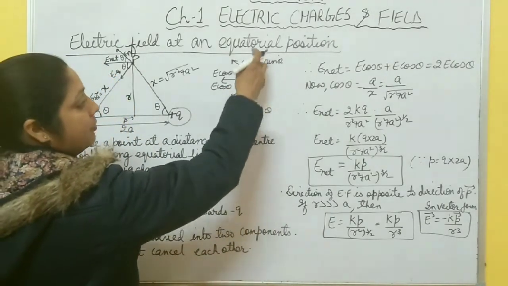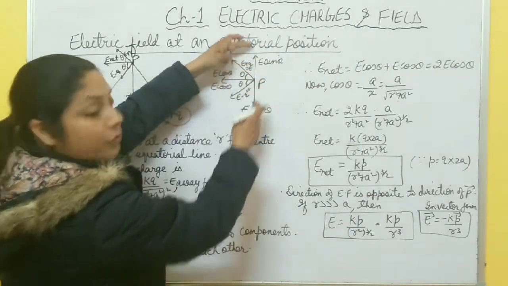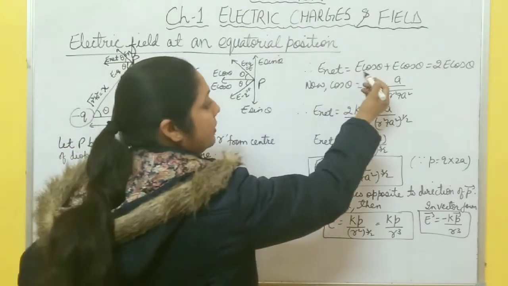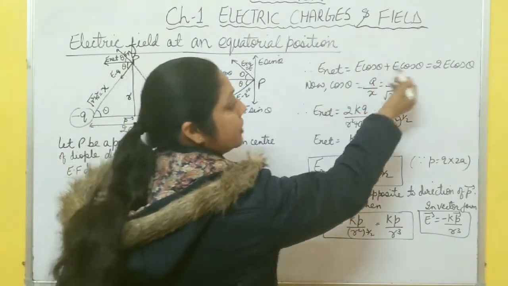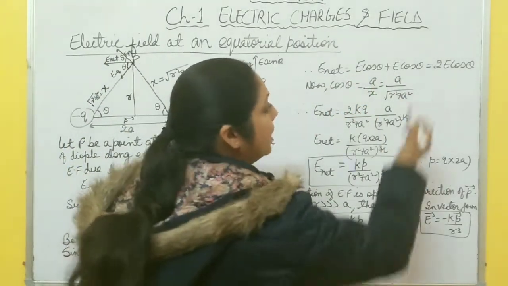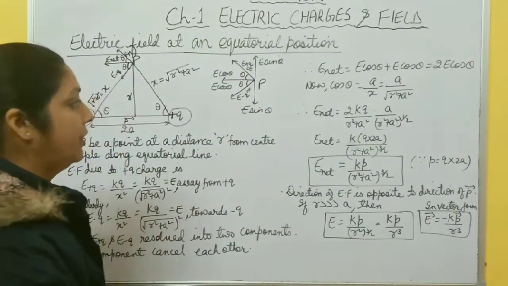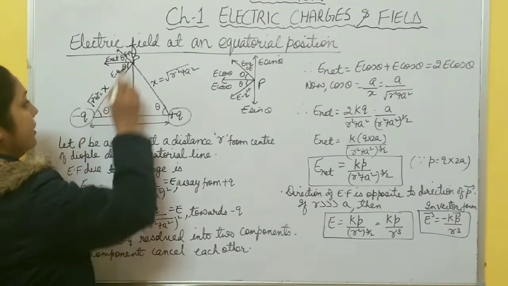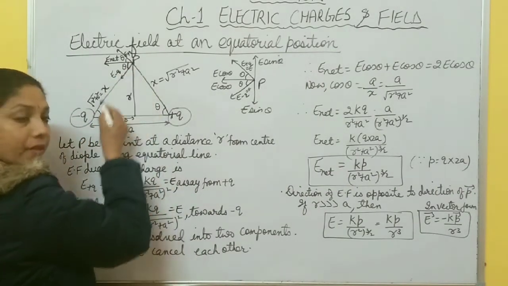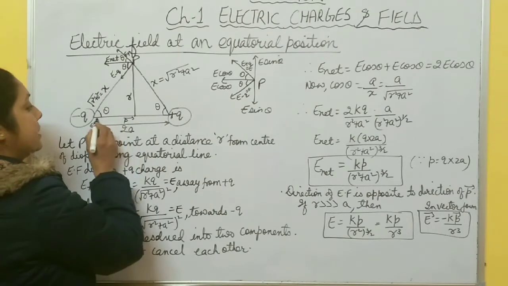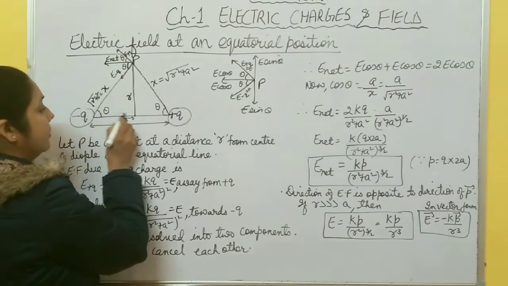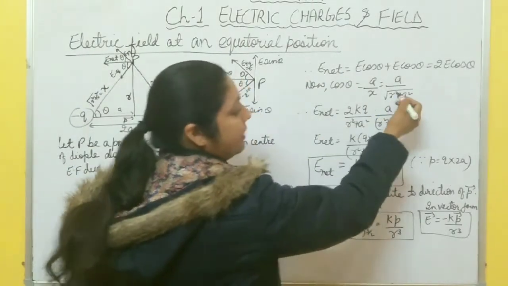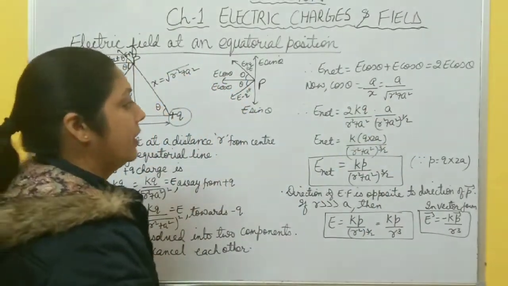So sine components cancel each other, right? Now both are equal and opposite, only cos component is left. So net electric field, both are in the same direction, should be added, E cos theta plus E cos theta, it becomes twice E cos theta. Now what is cos theta here? Here cos theta in this triangle is base by hypotenuse. It means this distance is what? It's a, right? So a by x. A by x means a by under root r square plus a square.